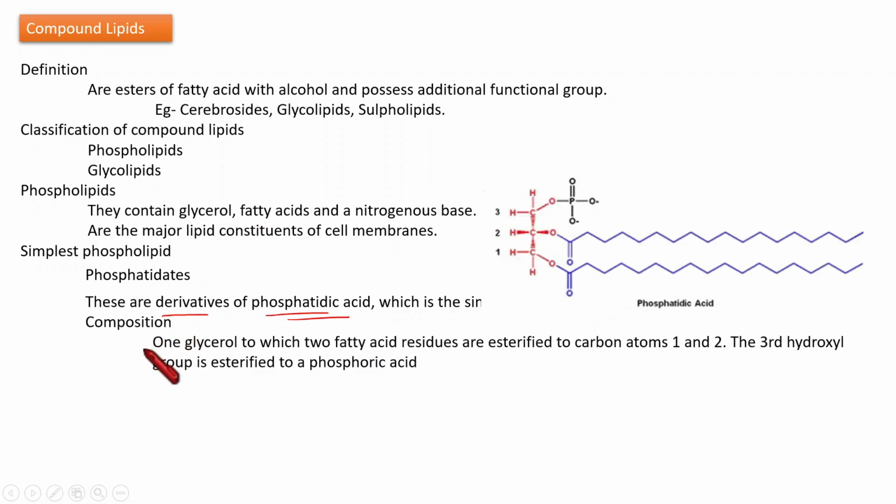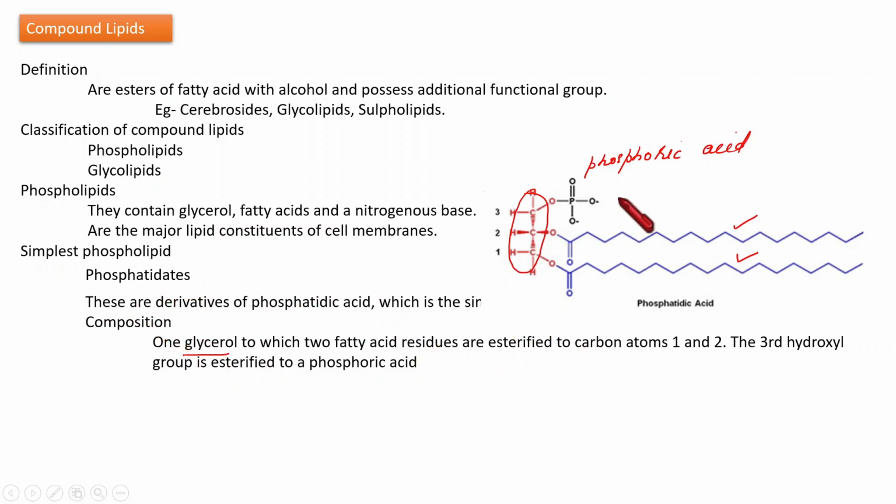Then what about the composition of these phosphatidates? They are composed of glycerol, a 3-carbon compound. To that glycerol, 2 fatty acid chains are attached to carbon 1 and carbon 2. And the third carbon is esterified to one phosphoric acid. So that's all about phosphatidates.